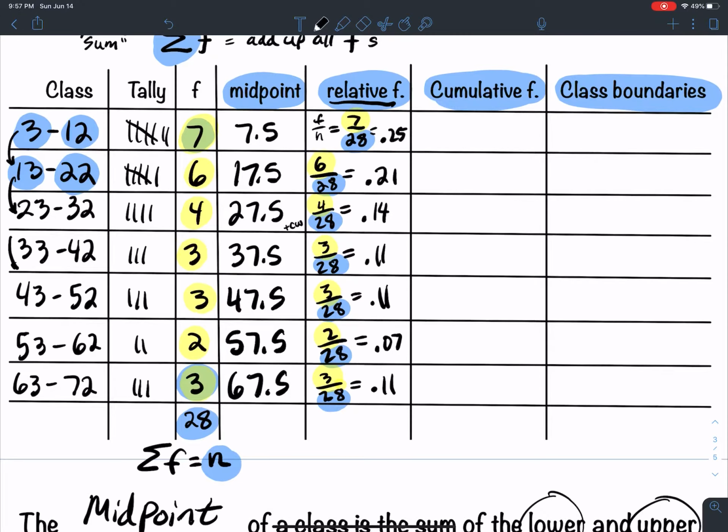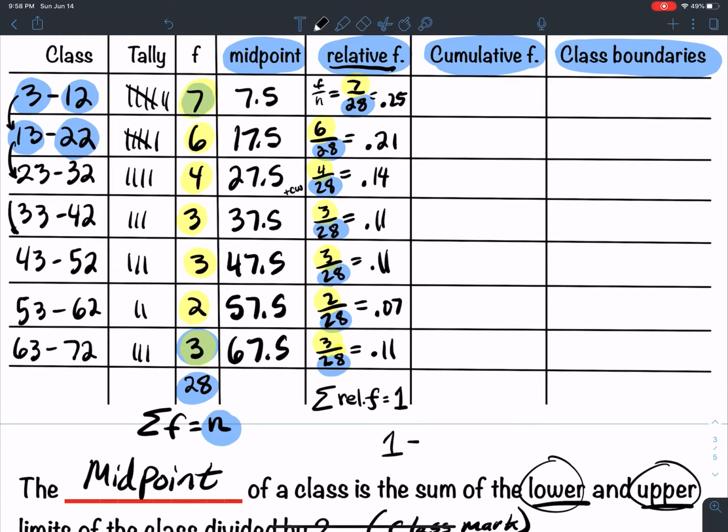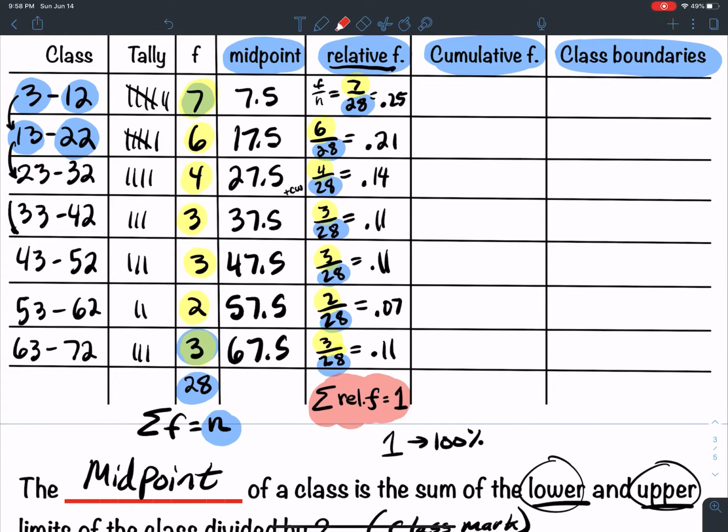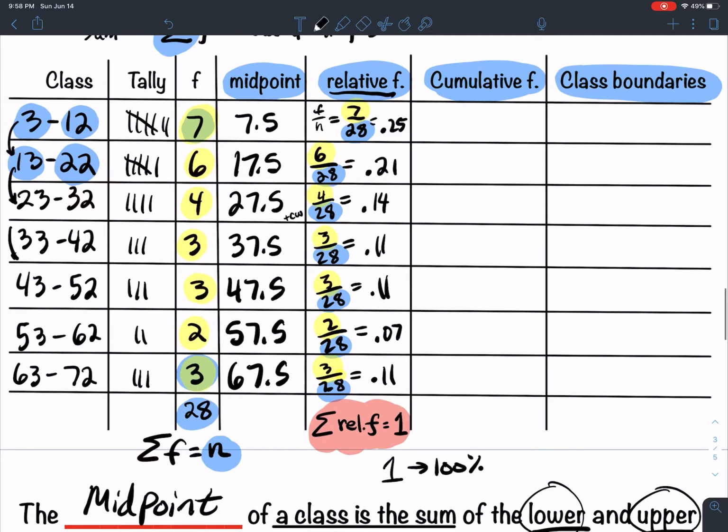And so what do we know? Well, if I was going to add all of the relative frequencies together, if you think about it as a proportion, all these decimals added together should add up to 1, because 1 in proportion is 100%. So you might see that as a question at some point in the future. So make sure you got that down. The sum of the relative frequencies adds to 1.